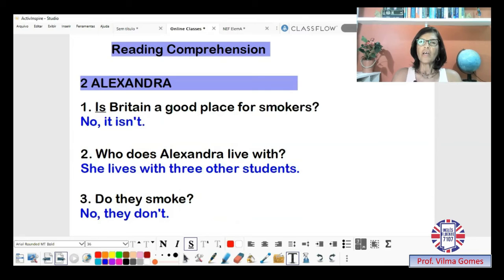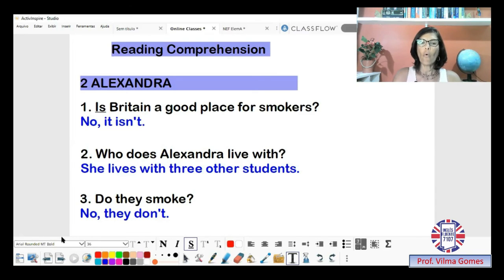Number 2, Alexandra. So let's go over Alexander's opinion, right? So in Alexander's opinion, Britain is not a good place for smokers, right? Why? Do you remember why? The reason? Because most restaurants and coffee bars are no smoking, né? Então, se você quiser fumar nesses lugares, você vai ter que fumar fora. Muito bem. What else? Alexandra. So, Alexandra, she lives with 3 other students. And those students don't smoke. Those students. Esses, eu estou me referindo àqueles que moram com ela.